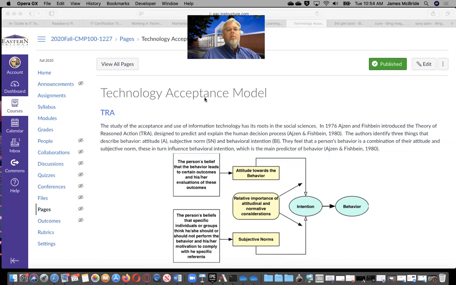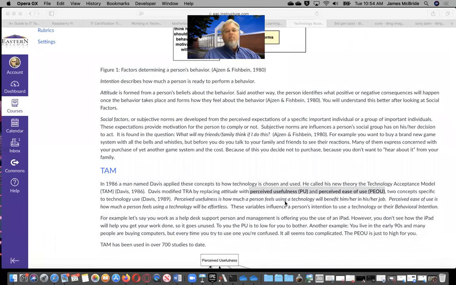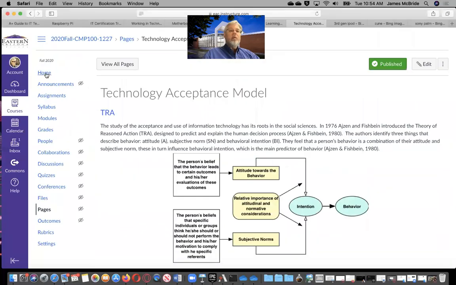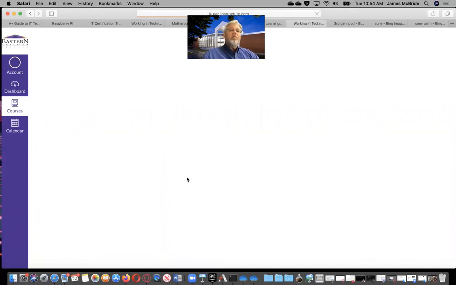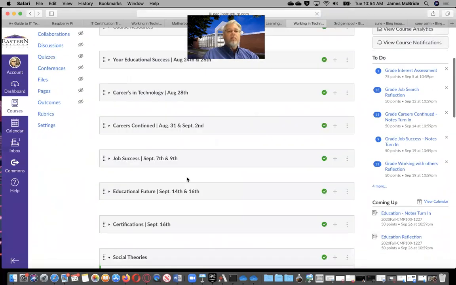That's TAM, Technology Acceptance Model. What you need to know about it is really you need to know the foundations of TRA, and then you need to know the foundations of TAM, and there will be a study guide. Let me go over and show you that. So jump to home here. That always takes it a minute to get there. Always takes 2 clicks. I don't know why. So anyway, come on. There we go.